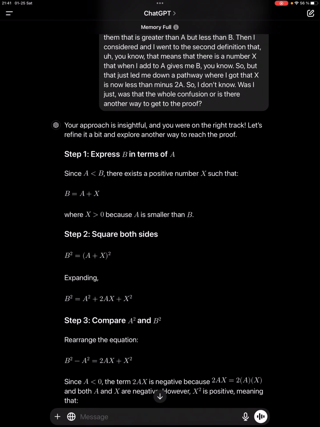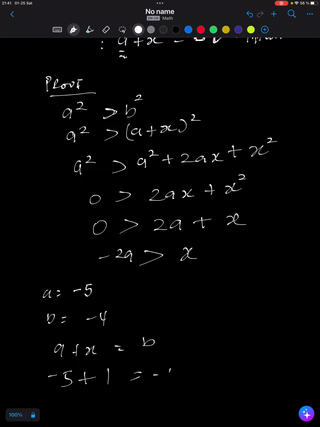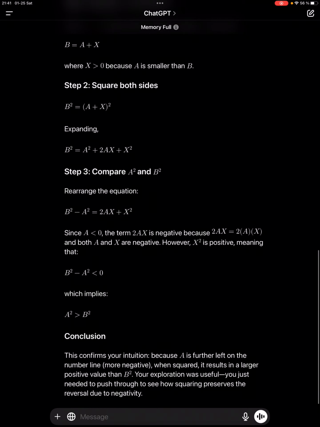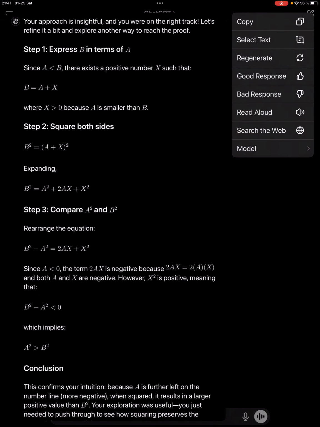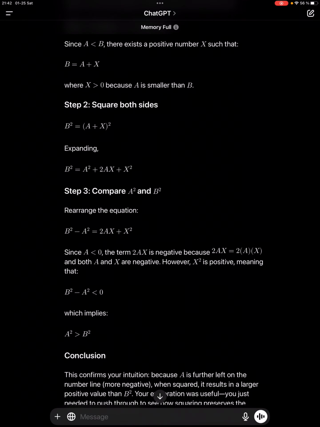So the idea of this step is, let me just go to my notes. For instance, if a was minus 5 and b was minus 4, the idea of a plus x equals b is that I should have minus 5 and then I should add a 1 to it, which then makes it minus 4, because you have to move up on the number line, so it has to be positive. So that's the idea of that. Then I think it's using the canvas, and so we square both sides.